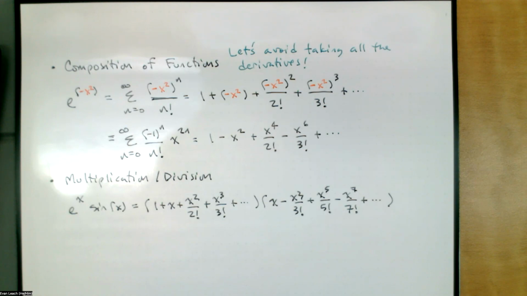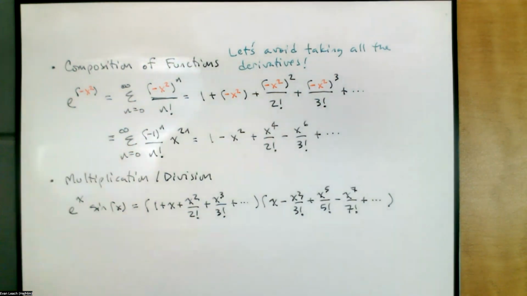So we don't get to use FOIL because there's no outer and there's no last. There's the first and then there's a bunch of inner, and it just goes on forever. But the idea is we avoid taking derivatives of e to the x sine x by multiplying the Taylor series for e to the x and the Taylor series for sine x.